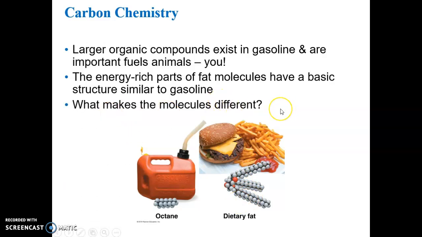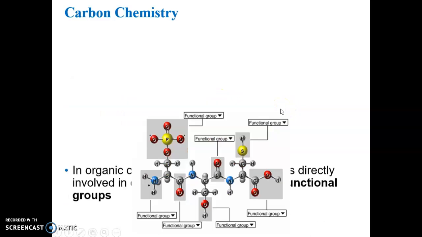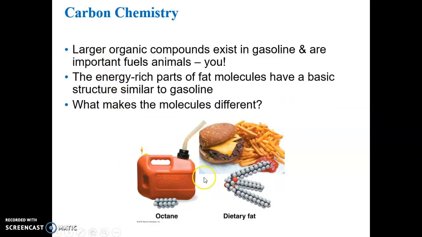So what makes the molecules different? It is the number of carbons and hydrogens or other molecules that are attached to them, and how they are arranged physically in space.